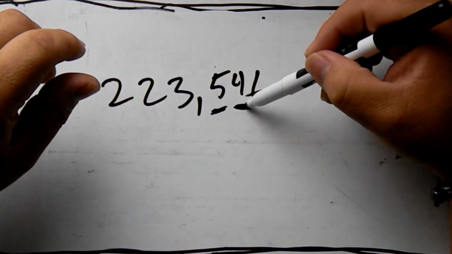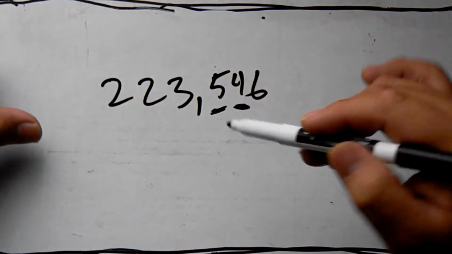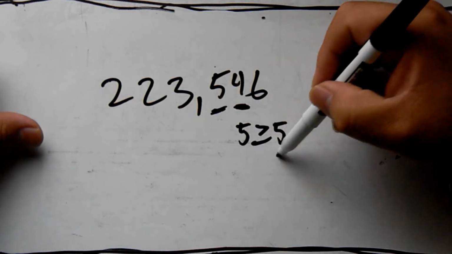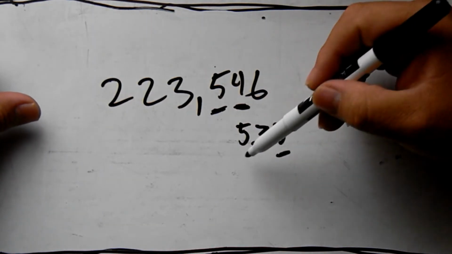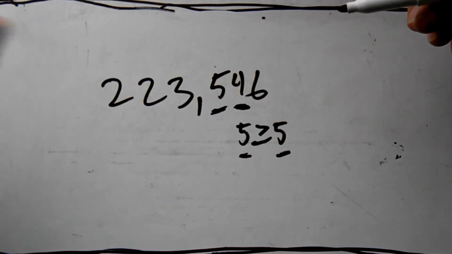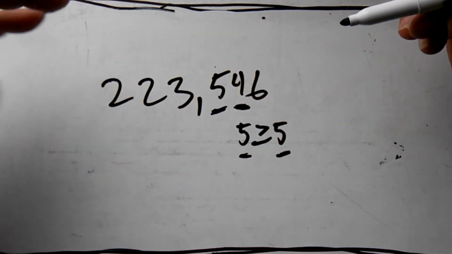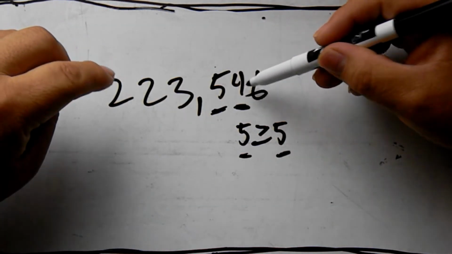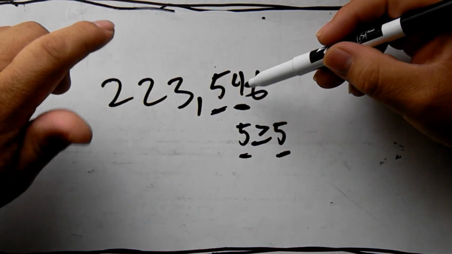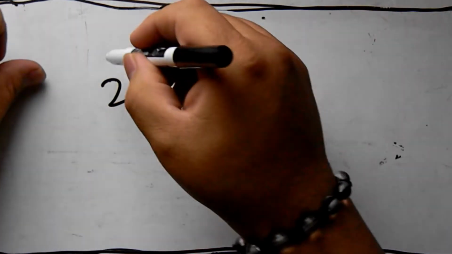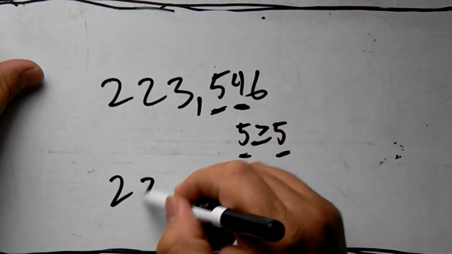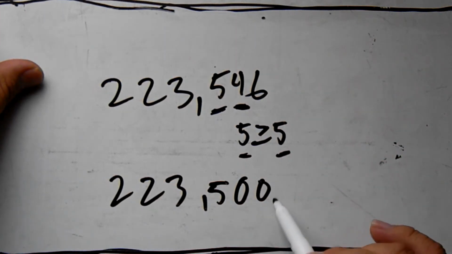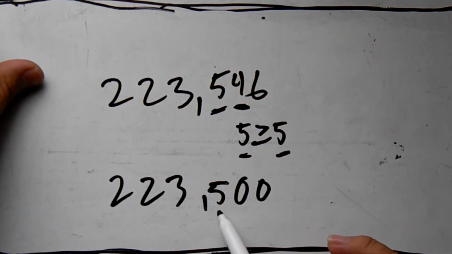So we take a look at this number right here, and we want to see if it's smaller or bigger than 5. So we're looking at whether it's smaller or bigger than 5. And in this situation it is actually smaller than 5. So when that happens, we just rewrite the number like 223,500. So we zero out these numbers and we keep the number as 5.